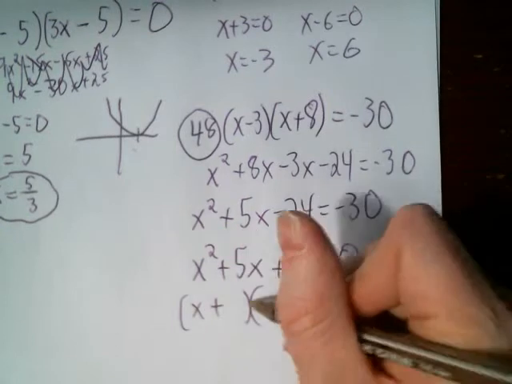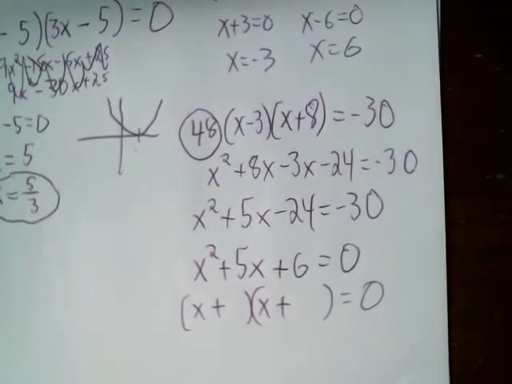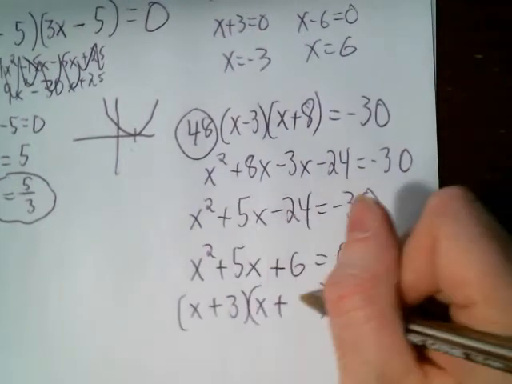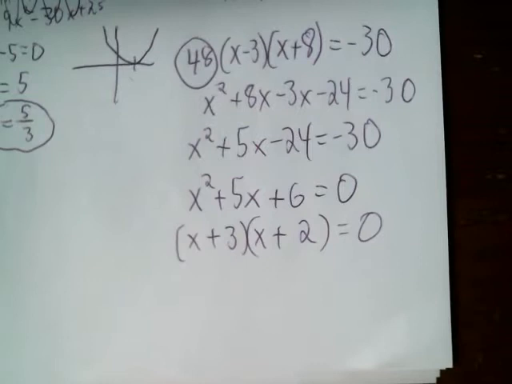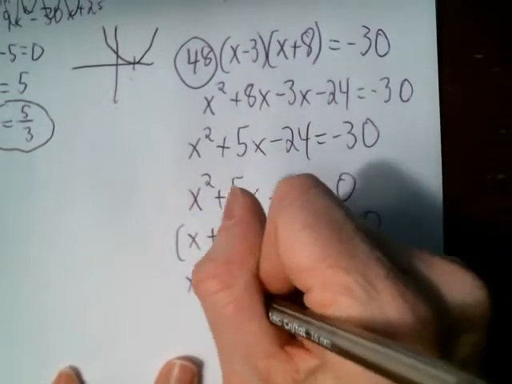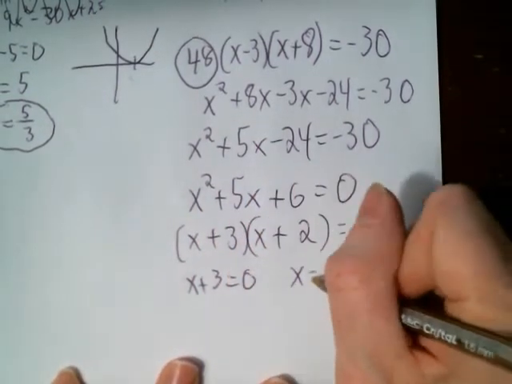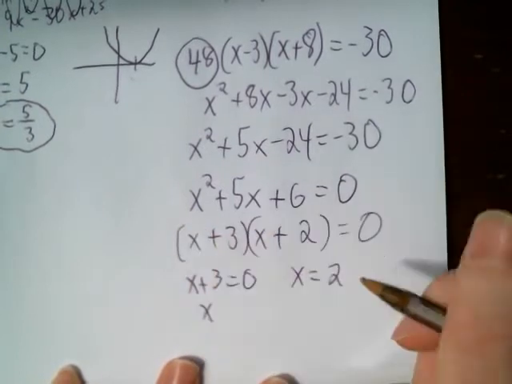It's got to be plus and plus. I'm thinking 3 and 2. And then set each part equal to 0 and solve for your solutions.